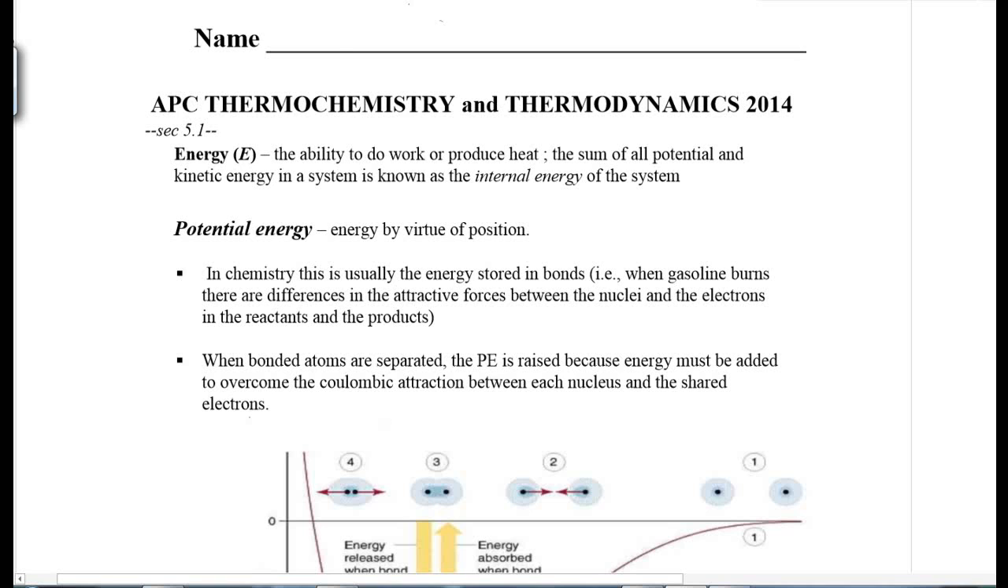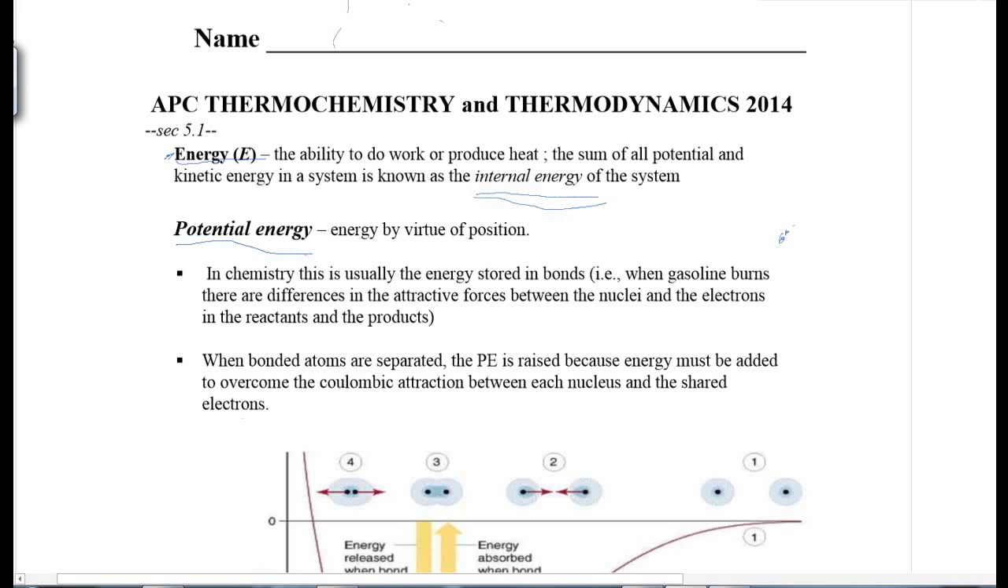So energy, simply, is the ability to do work or produce heat. Okay? Simply, that's the definition. The sum of all potential and kinetic energies in a system is known as its internal energy. So the energy that's possessed in a system is its internal energy. You usually can't measure how much internal energy something has, but you can measure the change in energy. Okay, so we talked here about potential and kinetic.